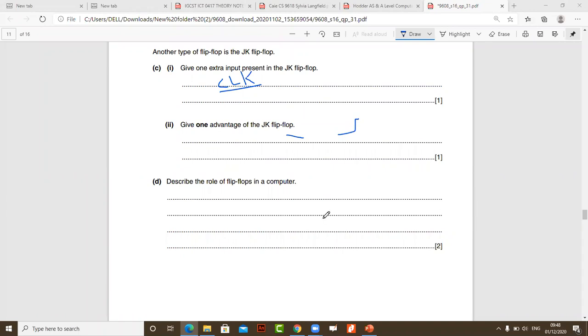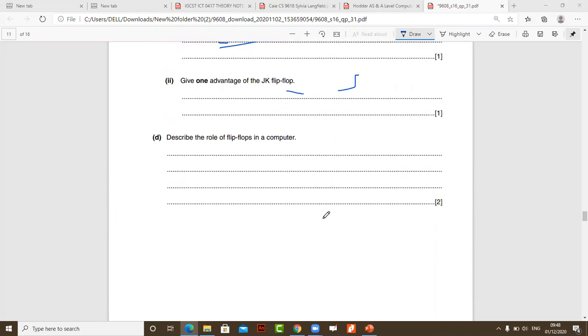Okay, anyway. Describe the role of flip-flops in computers. The role of flip-flop मैंने पहले डिस्कस किया था आपके साथ. Flip-flops are used to store information. The previous state is used. आपके solid state में, आपके RAMs में, dynamic RAMs में we use flip-flops to store data basically. This is why we use flip-flops.